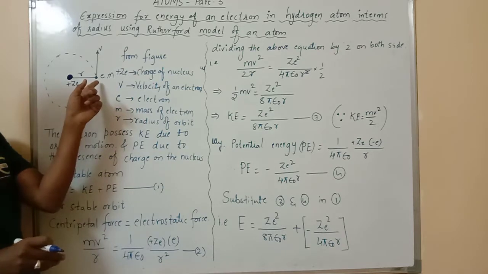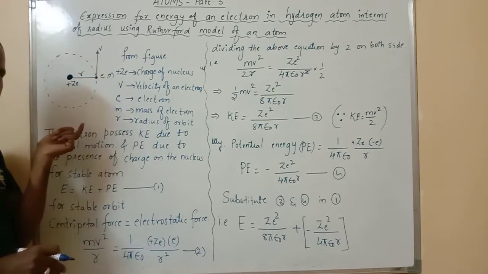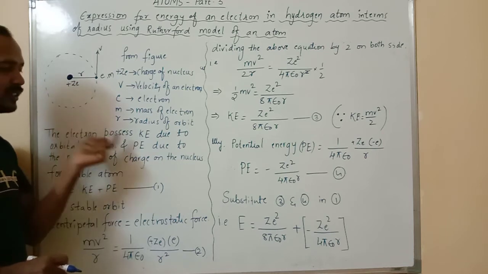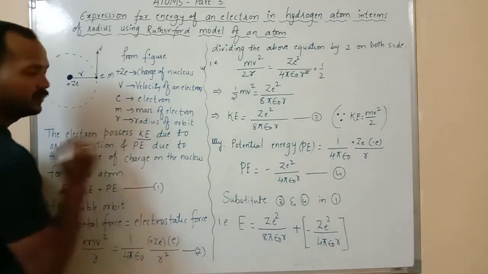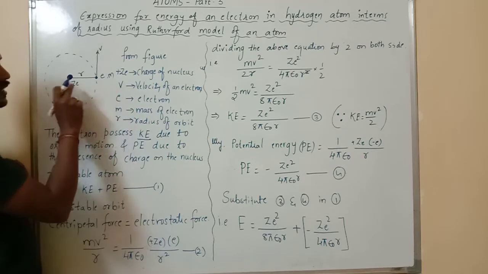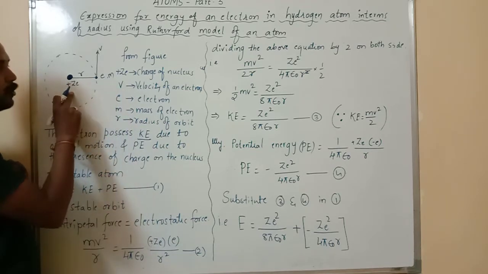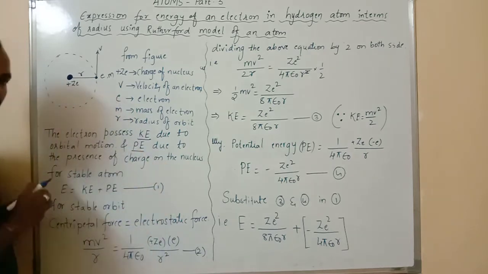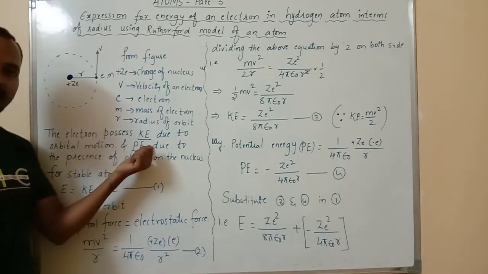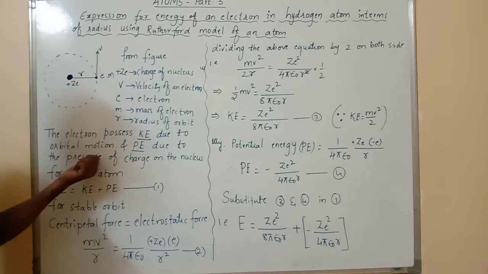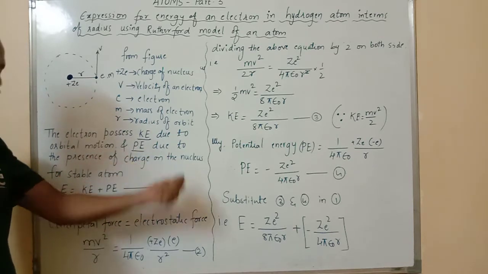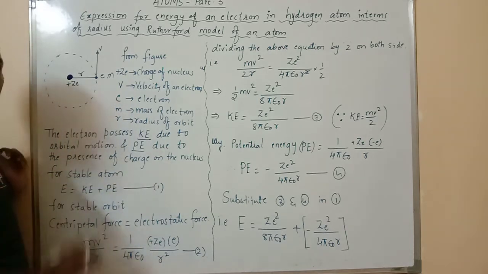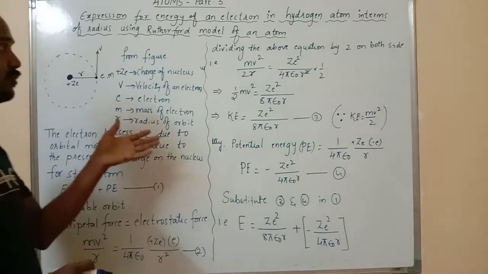We know that this electron is revolving in the circular orbit, correct? Because of its motion in a circular orbit, it possesses kinetic energy, and this electron is at a certain distance from the nucleus, therefore it also possesses potential energy. That we have written here. The electron possesses kinetic energy due to orbital motion and potential energy due to the presence of the charge on the nucleus.